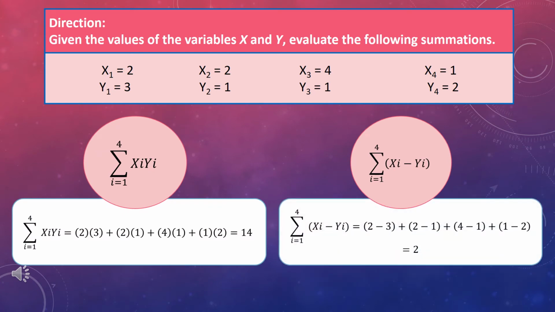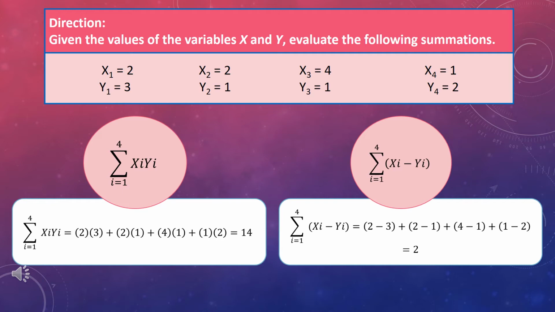For the third example, makikita nyo naman the sum of xi times yi as i goes from 1 to 4. So, ang ating operation for this is multiplication. We have to multiply the values of x and y. And then, we're going to add them. So, ito, nilagay na natin siya. We have 2 times 3, 2 times 1, 4 times 1 plus 1 times 2. So, the answer is 14. You can use your calculator para makasunod kayo and matry nyo rin na sagutan.